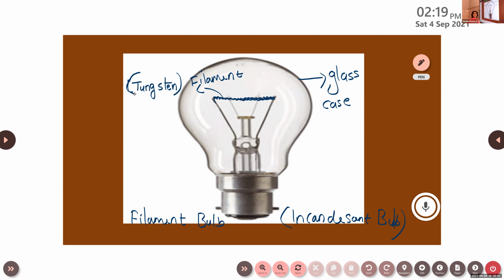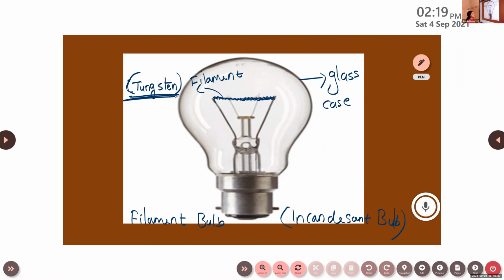Another question you can expect from this part is why we are using tungsten as a filament instead of copper. There are lots of metals. Copper is also a conductor. Aluminium is also a conductor. Silver is also a conductor. But instead of copper, aluminium and silver, we have adopted tungsten as a filament. What is the reason behind it? Because of high melting point. Yes, because tungsten is a strong metal with high melting point and high electrical resistivity.